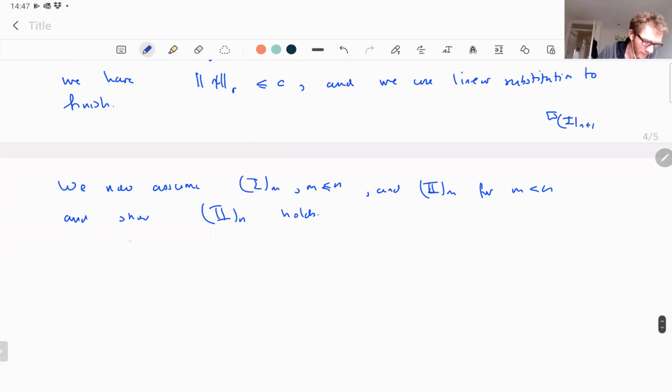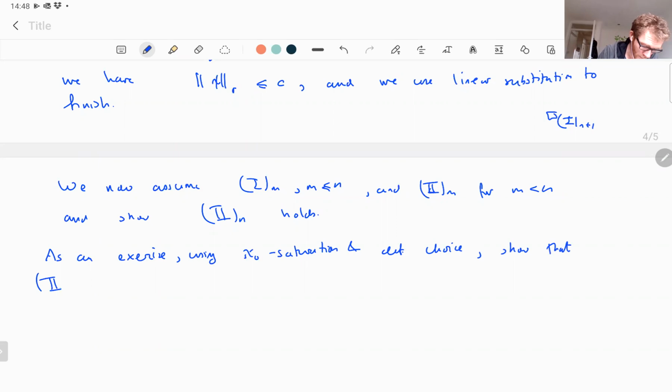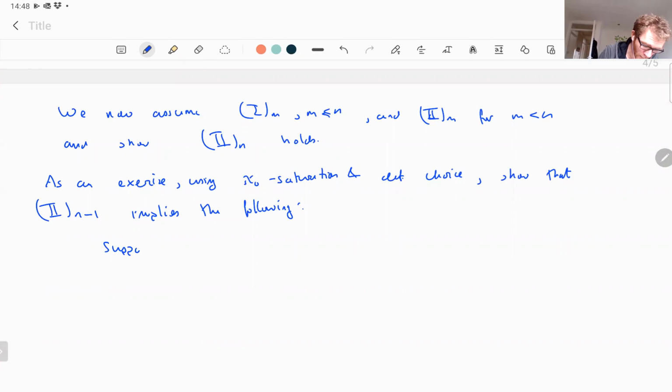So as an exercise, using saturation and definable choice, show that 2n minus 1 implies the following uniform version of 2n minus 1. So suppose instead of a single map from I to the n minus 1 to I have a family.